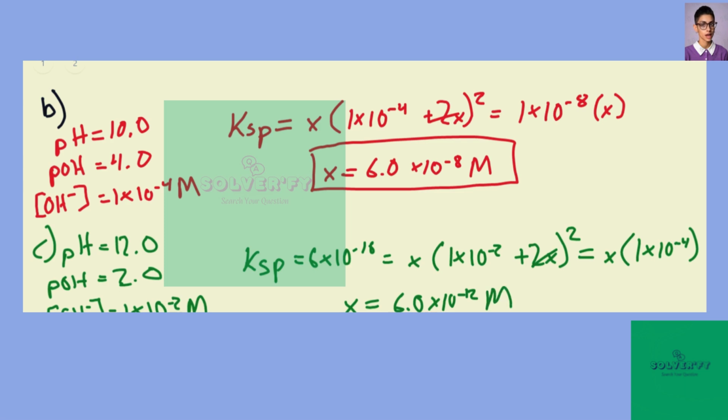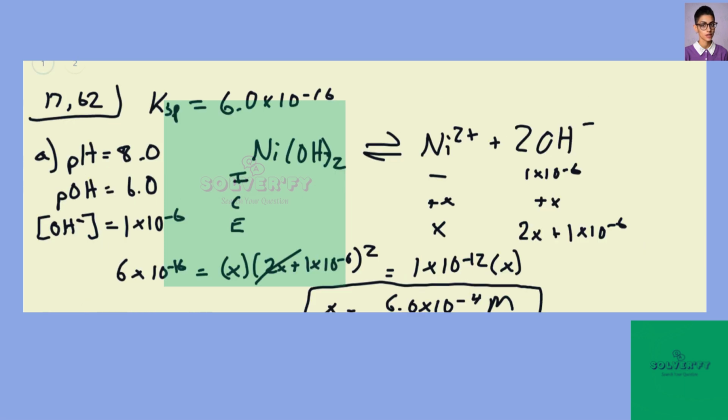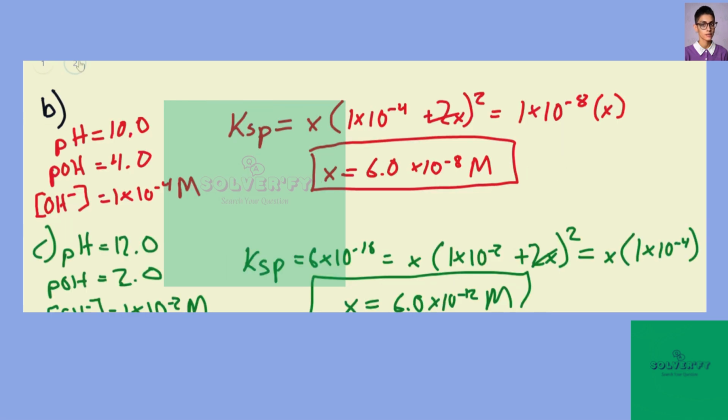So we can see from pH 8 to 10 to 12 how the solubility decreased upon the addition of the common ion, the hydroxide ion.